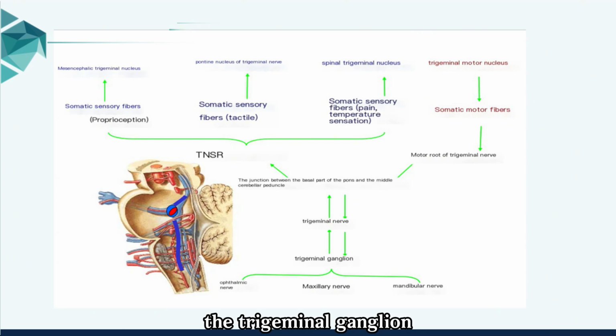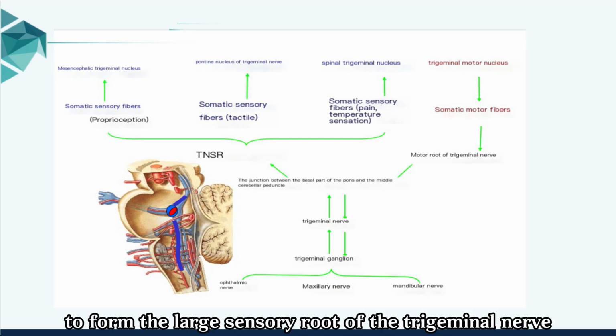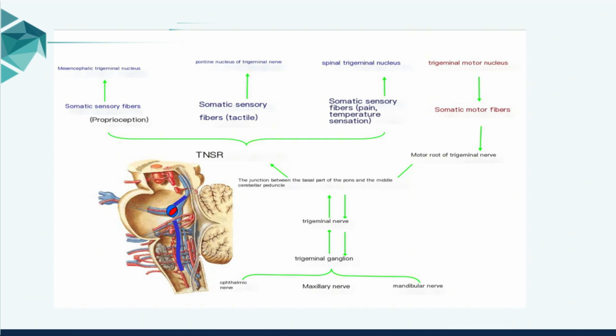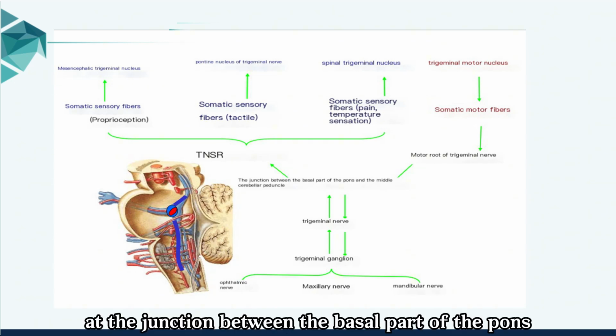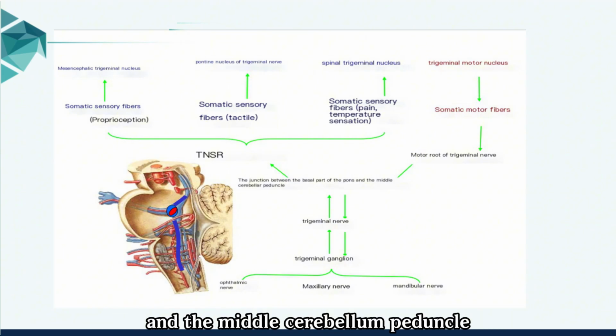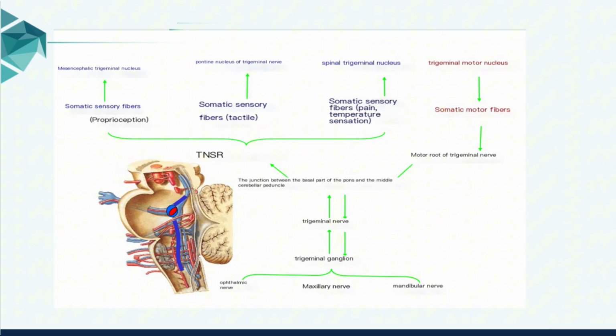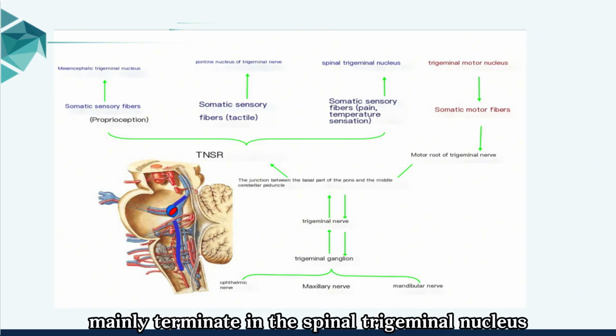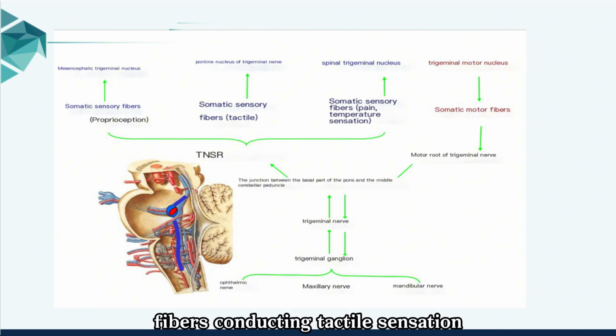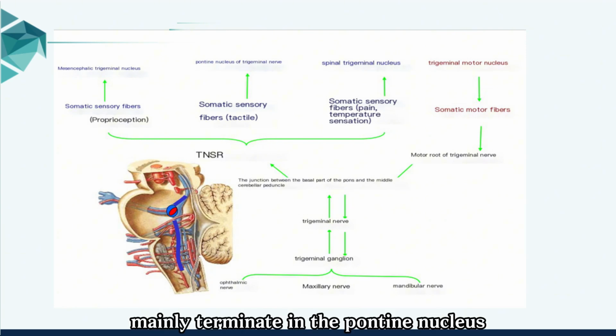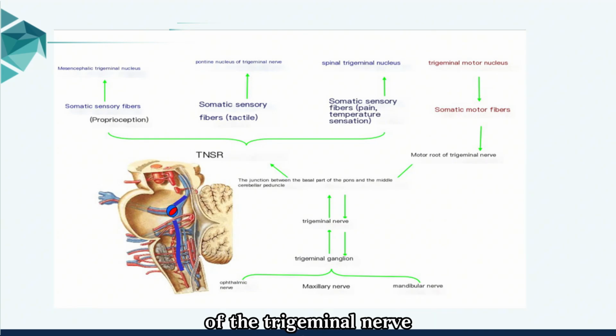The trigeminal ganglion consists of pseudounipolar neurons. Their central processes converge to form the large sensory root of the trigeminal nerve, which enters the brain at the junction between the basal part of the pons and the middle cerebellar peduncle, and terminates in the sensory nuclei of the trigeminal nerve. Among these, fibers conducting pain and temperature mainly terminate in the spinal trigeminal nucleus. Fibers conducting tactile sensation mainly terminate in the pontine nucleus of the trigeminal nerve.